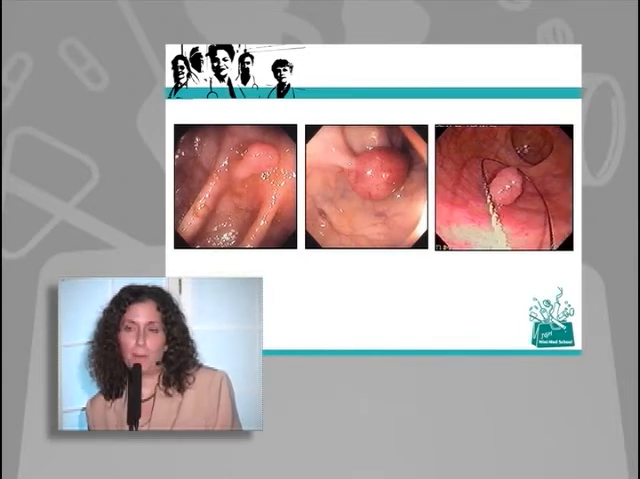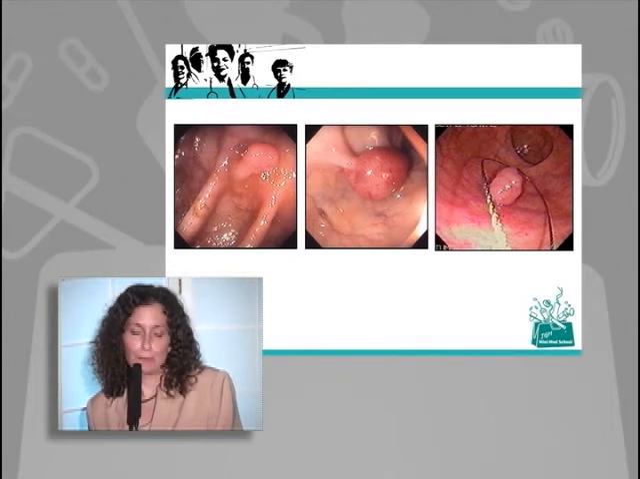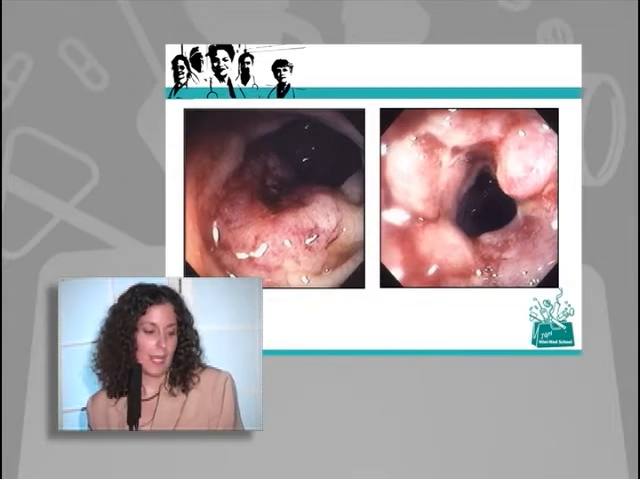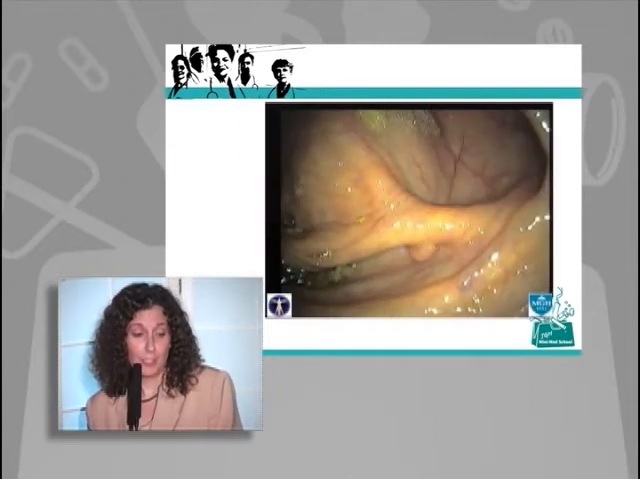So these are what we call polyps. These are on a stalk, this one has a flat base, and this is a snare that we use to remove the polyp when we find it. These are cancers. We want to avoid these. When we find them, we biopsy them to get a result, a diagnosis of cancer, and this definitely needs surgery. So I'm just going to show you a couple of clips of what colonoscopies look like when we perform polypectomies or when we find cancers and perform biopsies.